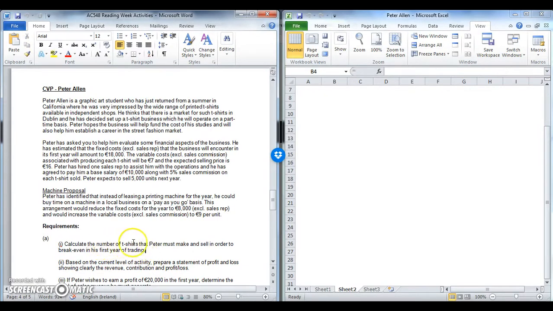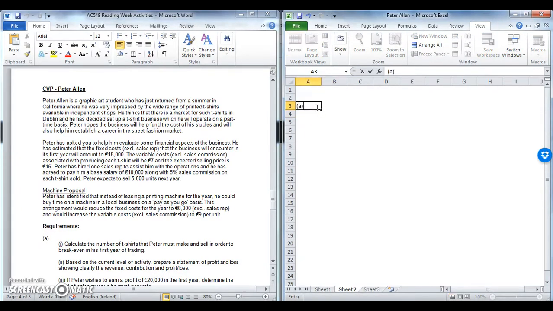So calculate the number of t-shirts that Peter must make and sell in order to break even in the first year of trading. So again, you should know, go back to your notes from session 3. For A, part 1, the break-even point is your fixed costs over contribution per unit. Okay? So your break-even equals fixed costs over contribution per unit. So the first thing we need to figure out, well, what is our contribution per unit?